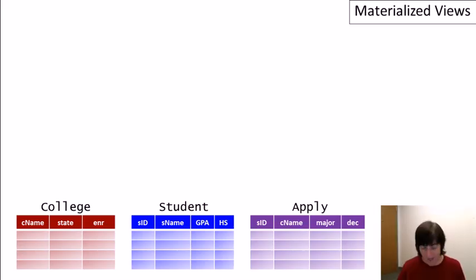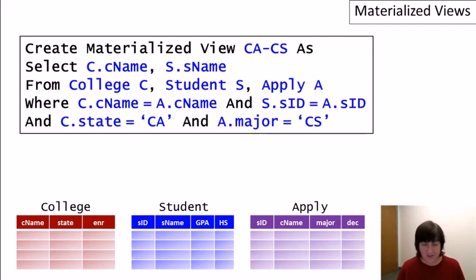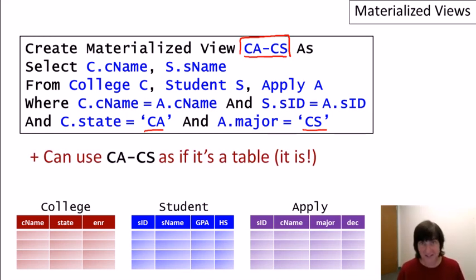Let's move now to an example, and we'll use our usual sample database. It's shown here at the bottom of the slide. Let's create a materialized view. We'll give it the name CACS. It's for CS applicants to California colleges. So this is a three-way join over all of our relations, and it's going to select the college name and student name when the student has applied to the college, the college is in California, and the student is applying to major in CS. So once this command is issued, the system will actually create a table called CACS, and now the good news is we can use CACS in any query we want as if it's a table because it is.